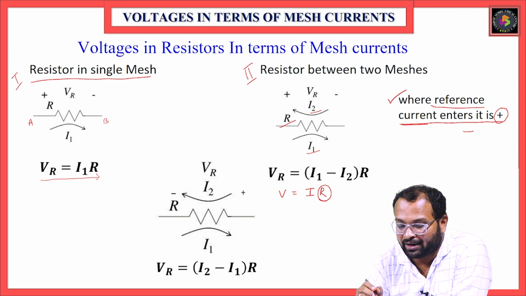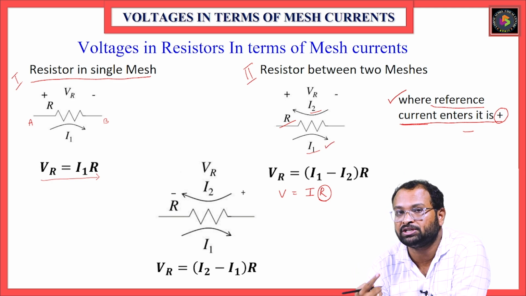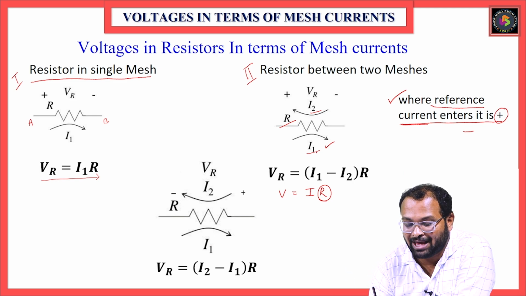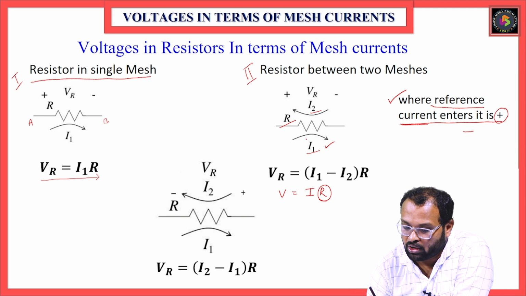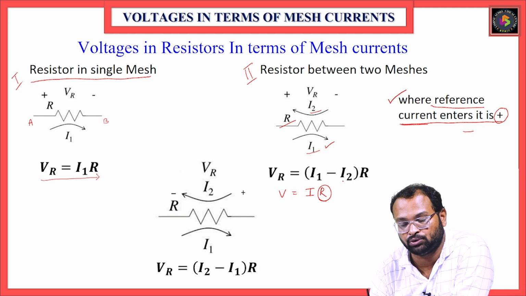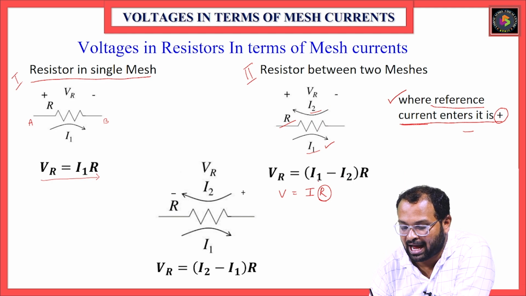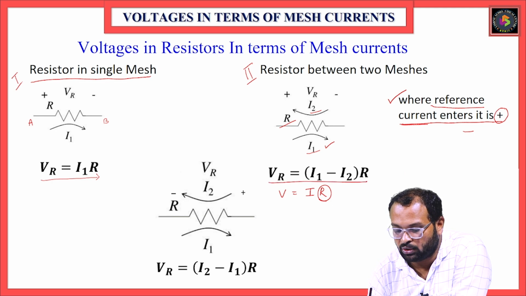If you are referring with respect to I1, that means you are writing the first mesh equation, then I1 is our reference current. Wherever the reference current is entering, we consider as positive, and wherever it is leaving, we consider as minus. So I1 is in this direction, then the current is I1. The current direction of I2 is opposite, that's why it is minus I2. The total current flowing through the resistor is I1 minus I2. So the equation became VR is equal to (I1 minus I2) into R.